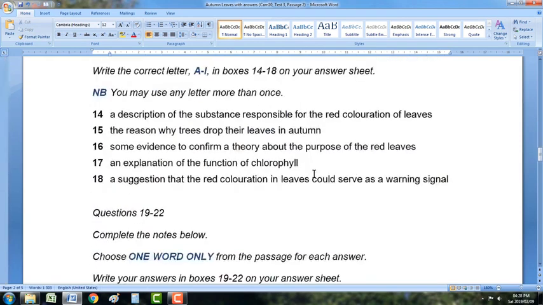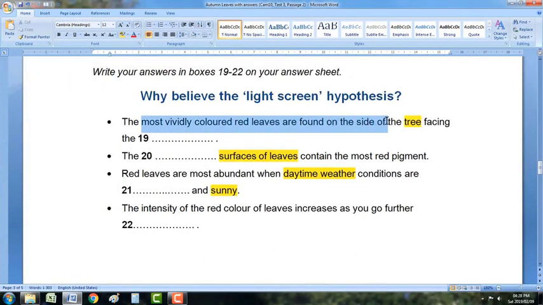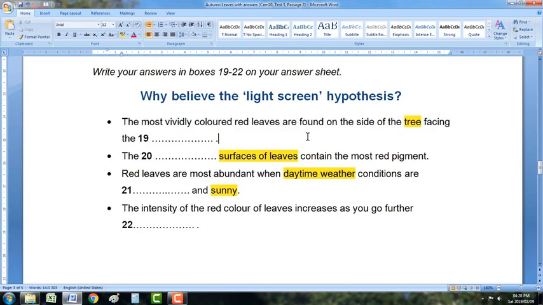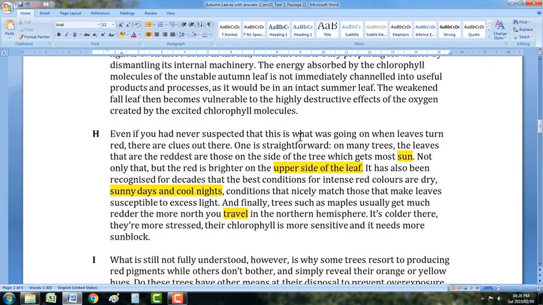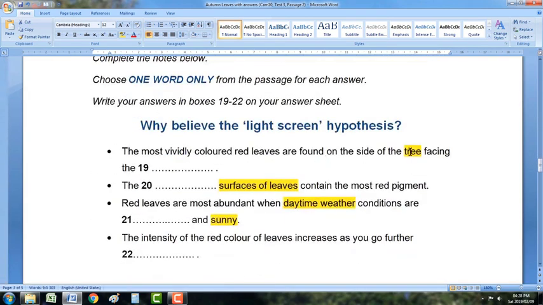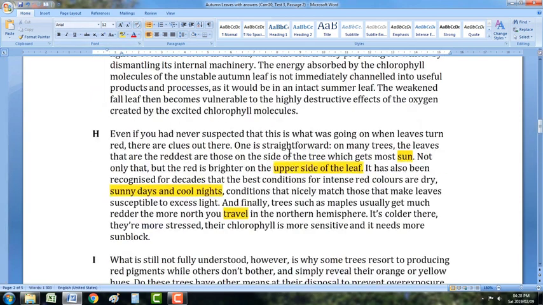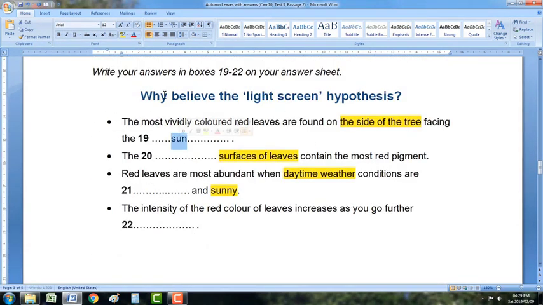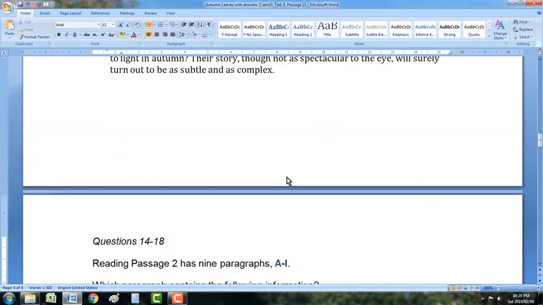So let's find our answers for this. The most vividly colored leaves are found on the side of the tree facing the. Don't worry about vividly, you can say the most colored leaves, the side of the tree. Maybe I should have highlighted that whole thing. The side of the tree which gets most sun. Now I don't really like what they've done here. You see the answer is sun. It's the side of the tree which faces the sun, so it's the side of the tree which gets most sun. So our answer is sun over there.